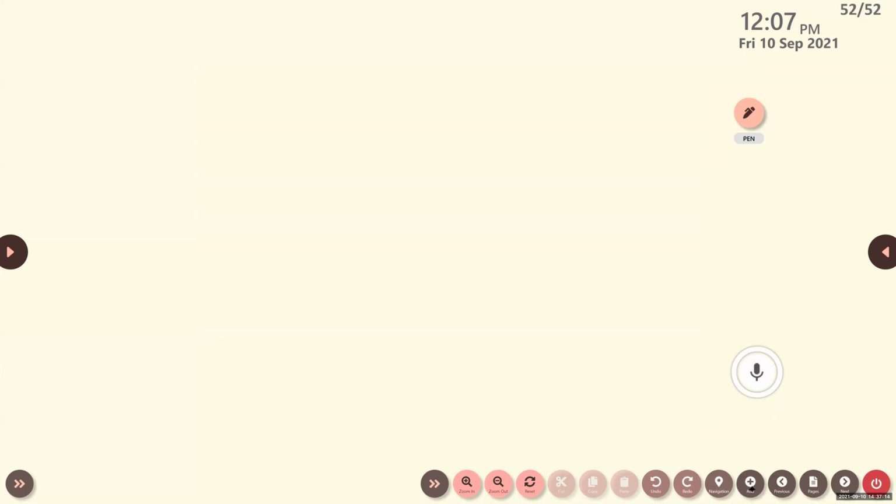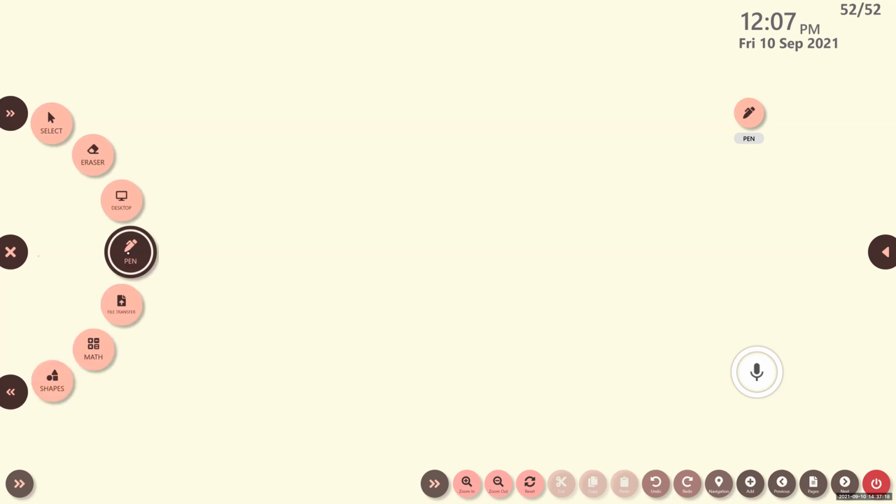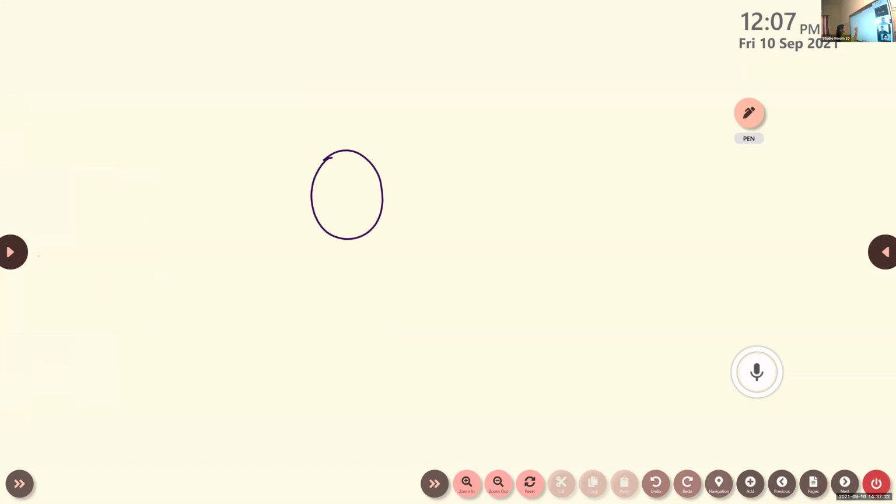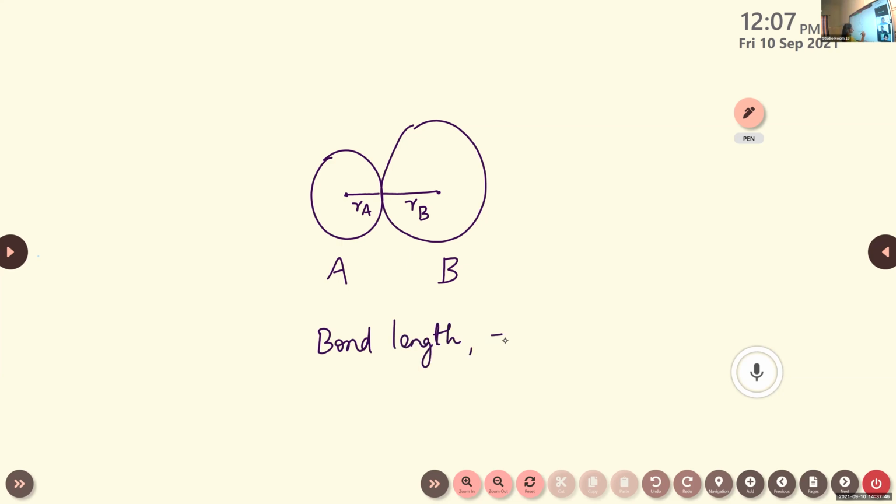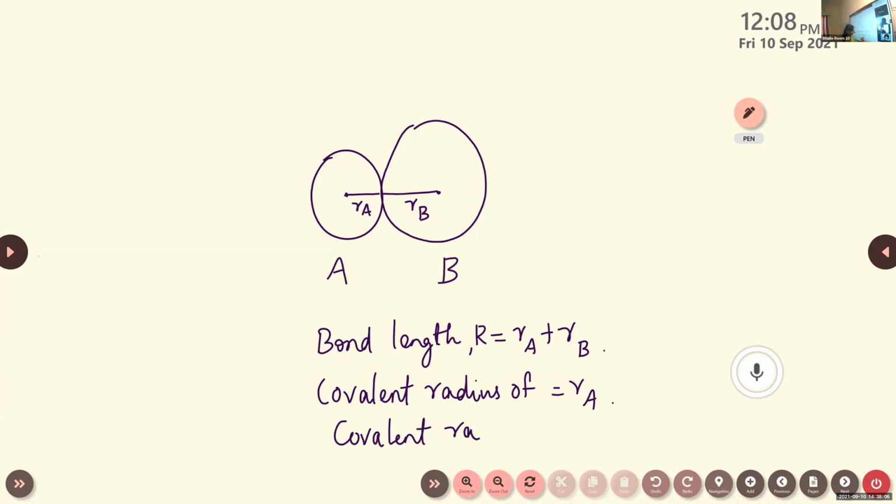Okay, so when we are considering two atoms, atom A and atom B. This is considered as the radius RA, right? And this will be considered as RB. Okay, this bond length is calculated as R, that is RA plus RB, that is bond length. And in this case, the covalent radius of A is equal to RA, then covalent radius of B is RB.